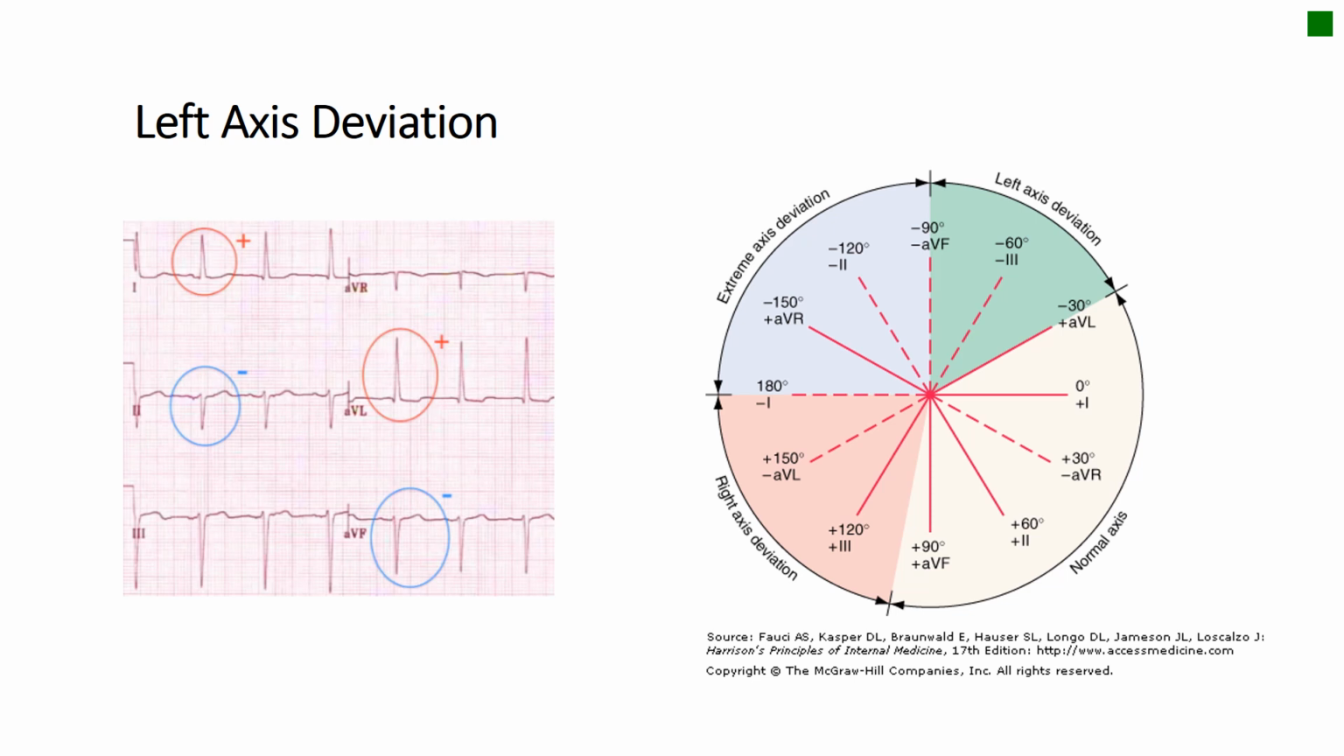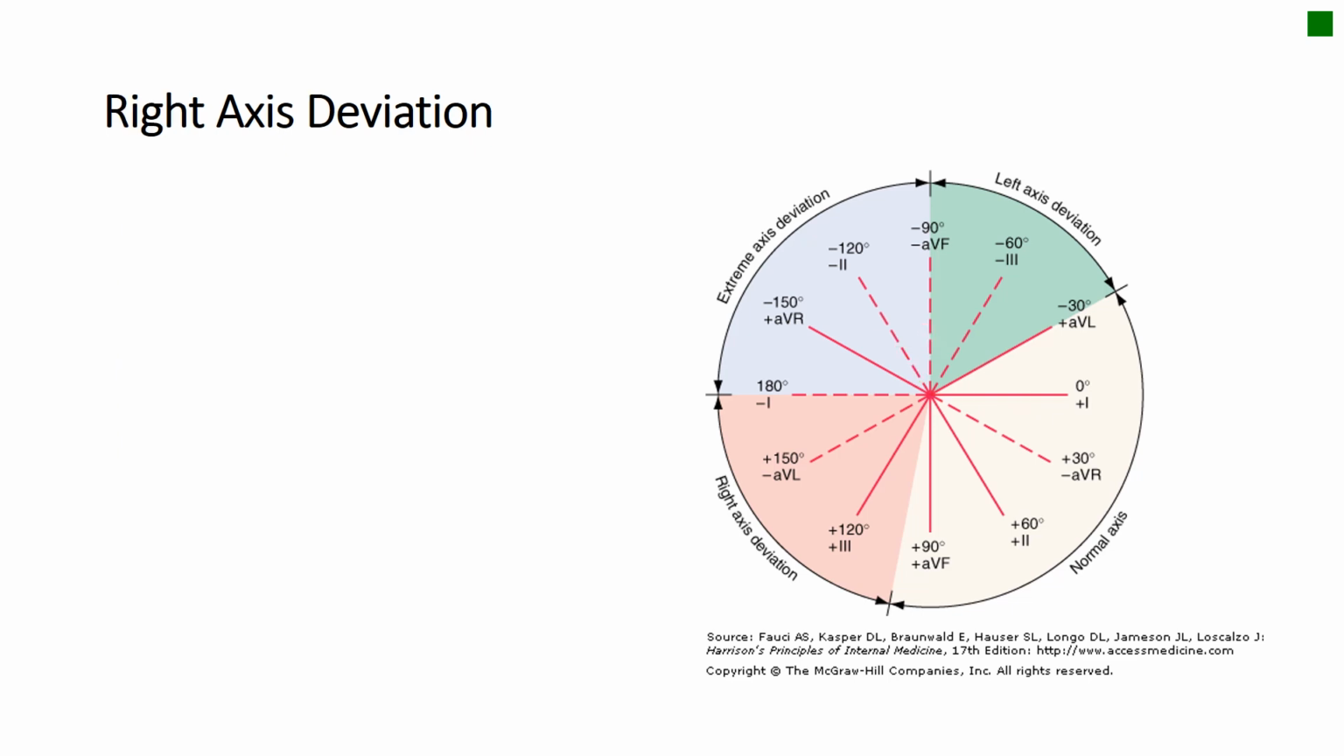This time you're looking at lead 2, and it's quite negative. So lead 2 is in this direction. It's more negative. Now it's still quite positive in lead 1. So it's still in that area. And AVF is, again, negative. So it's in that formation. So it's around here is the axis. It's deviated from the normal area. Right axis deviation.